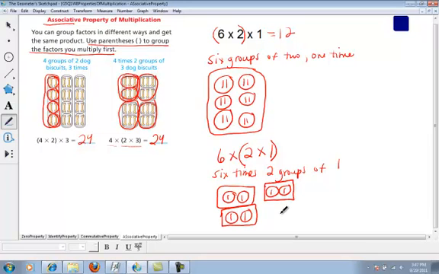Now I have it 3 times. There's 4. There's 5 times 2 groups of 1. And there's 6 times 2 groups of 1. And that value is 1, 2, 3, 4, 5, 6, 7, 8, 9, 10, 11, 12. So again, I get the same product when I associate different numbers with multiplication.